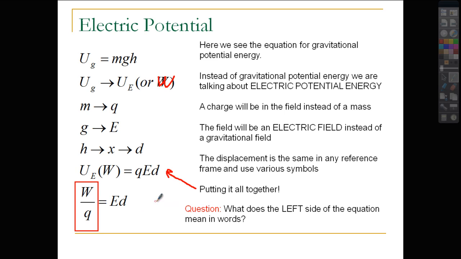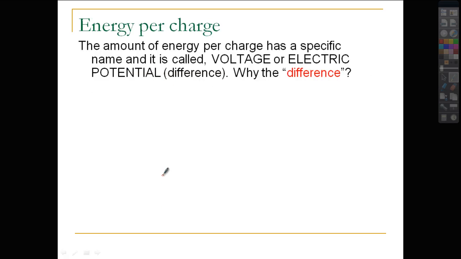So, question, what does the left side of this equation mean in words? It means the amount of energy, the W, per charge. So W over Q, energy over charge. The amount of energy per charge has a specific name, and it's called voltage or electric potential difference. So why the difference? We'll talk about that in a second. So we use this delta V to represent all of this W over Q. So delta V equals W over Q.